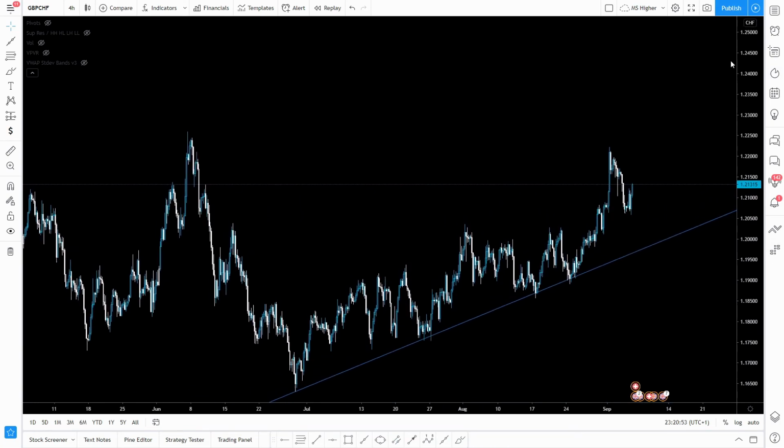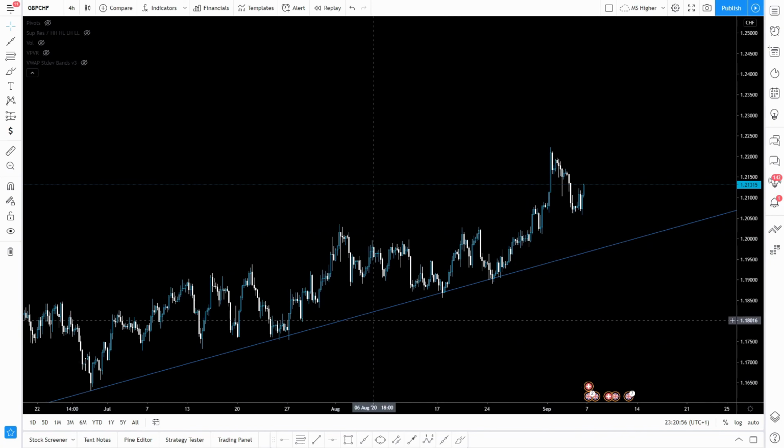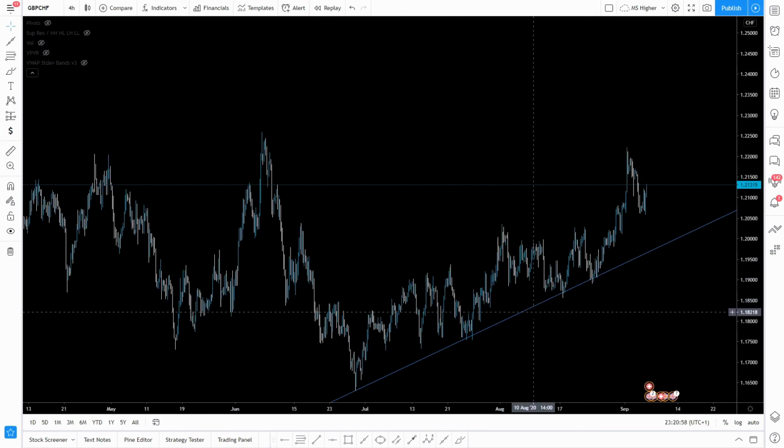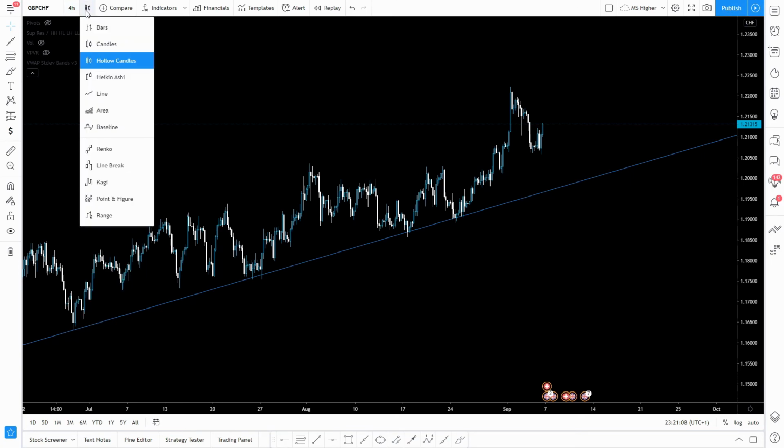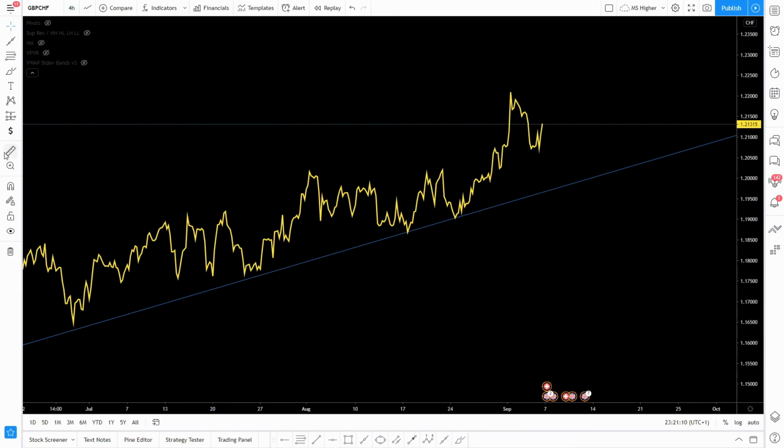Let's see what we can see on the 4 hour, right? So this trend line's still in play. It's quite nice. We're gonna start putting on some support and resistance, right? Alright, let's go down to our lines. Let's grab up the little line tool.